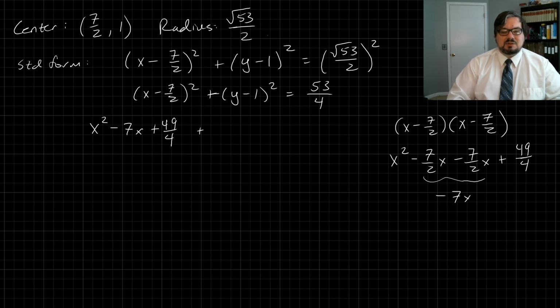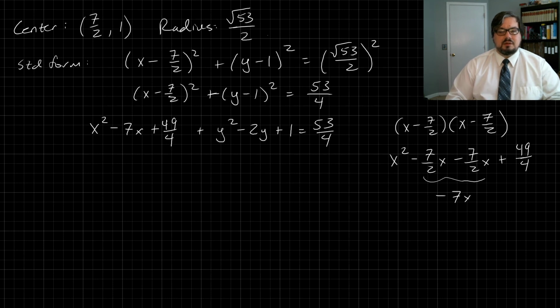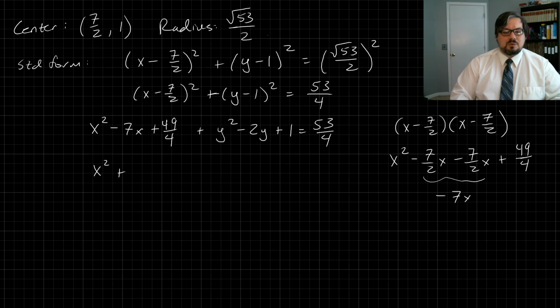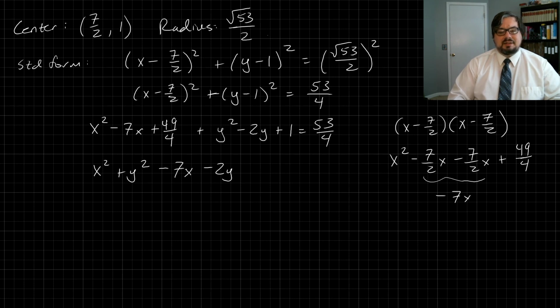And then y minus 1 squared, that's a little bit easier. That's y squared minus 2y plus 1. And then 53 fourths over here. We will be combining things together. So on the left, we'll simplify and get x squared plus y squared, gather the squared terms together, then minus 7x and minus 2y, then the single variable terms together. Now 49 fourths plus 1 simplifies to 53 fourths.